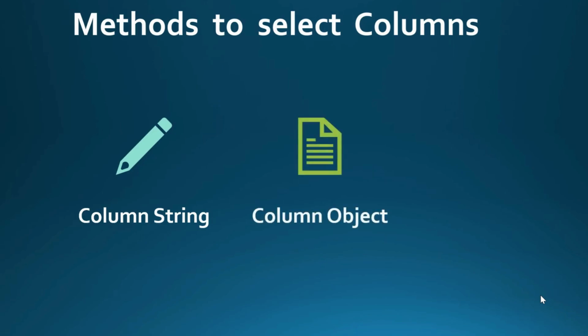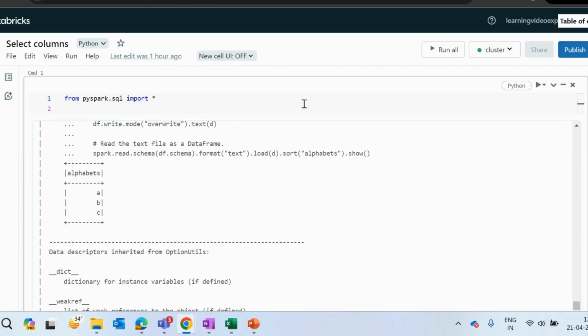Now let's see how many methods there are to select the columns. The first method is the column string. You can mention the column as a string, so that method is called column string. Then we have the column object. You can mention the column as an object. Then you can mention it as an expression. So these are the methods by which you can select your columns. They are very important methods, and as per your use case, you can use any one of them. We will see that in the practical session. So let's start the practical.